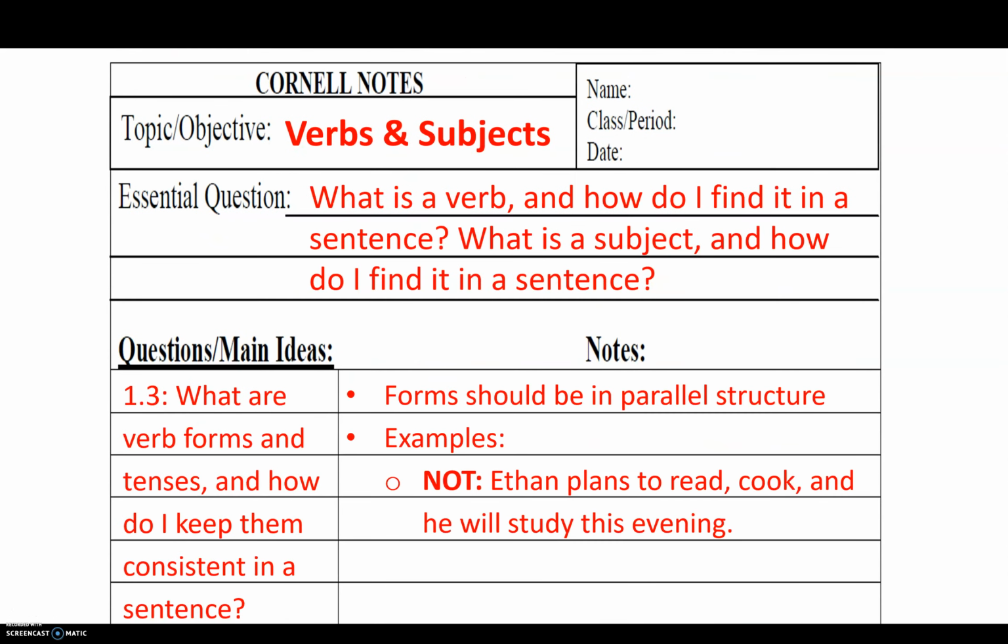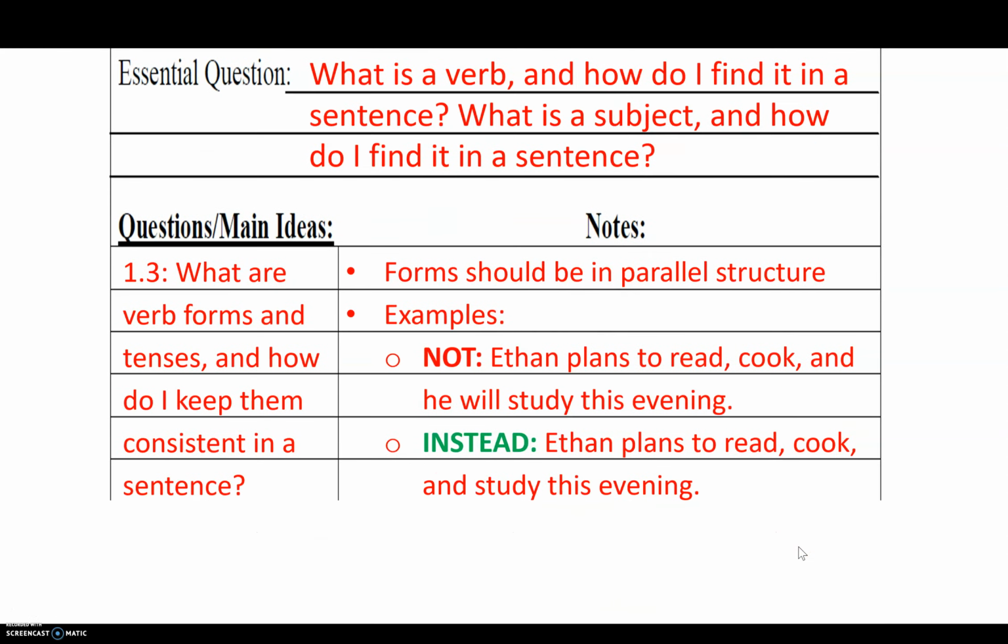Similarly, Ethan plans to read, cook, and he will study this evening. Because we've started off with just those verbs in a normal list, we need to keep them that way and not add this he will. So Ethan plans to read, cook, and study, right? This he will is unnecessary and it's throwing off the parallelism of that list.